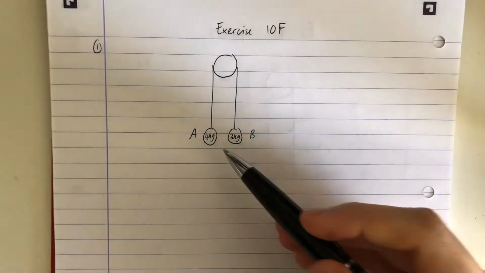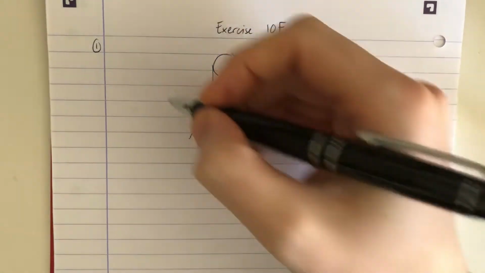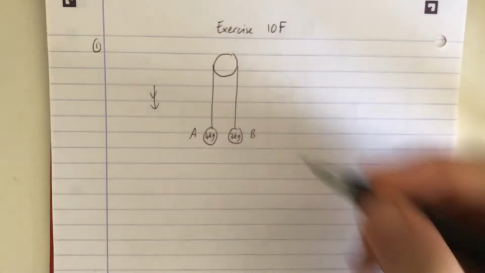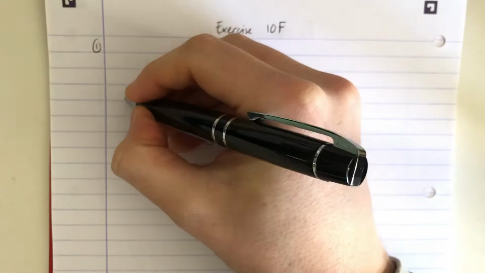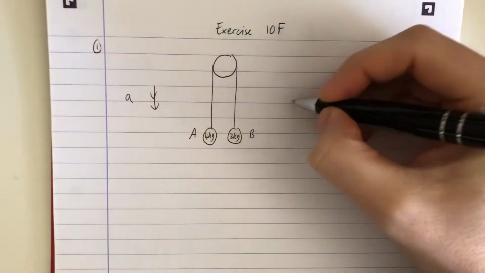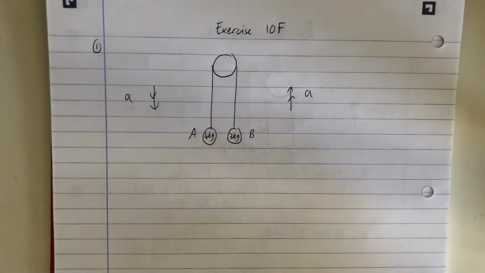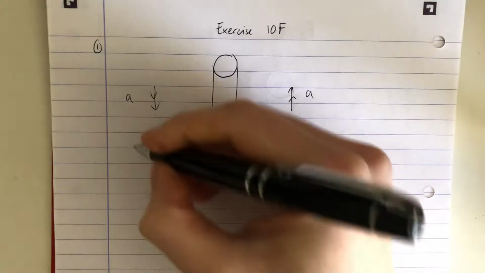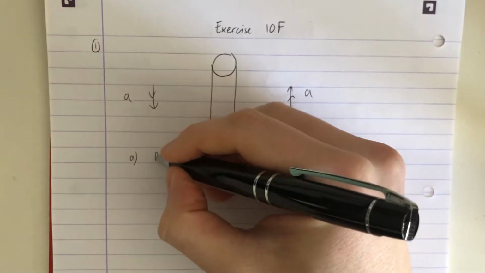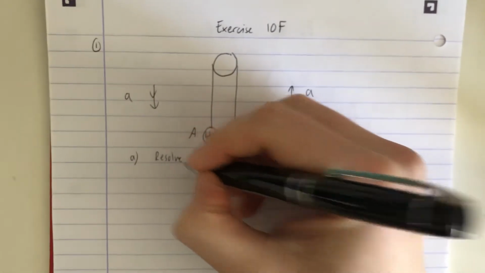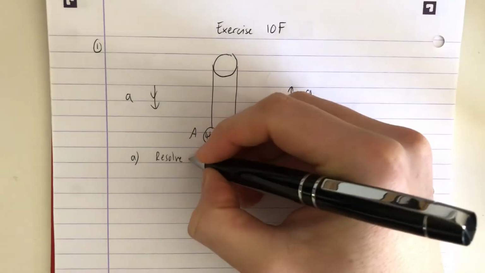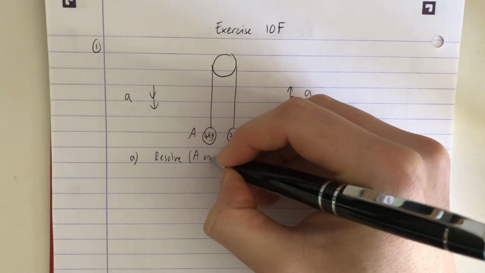So, if that's 4 kilograms, that's 3 kilograms. That's going to fall that way with an unknown acceleration, and that's going to be dragged up with the same unknown acceleration. And for part A, I'm going to resolve each particle one at a time. So resolve A only.